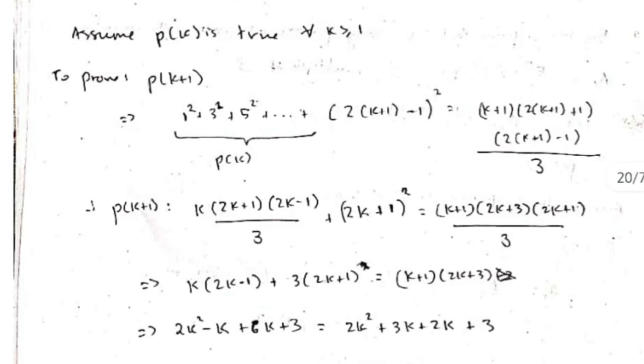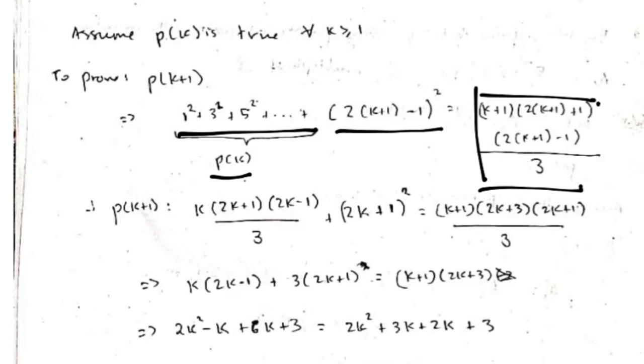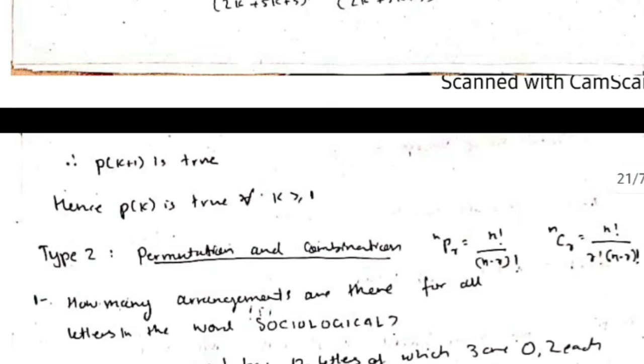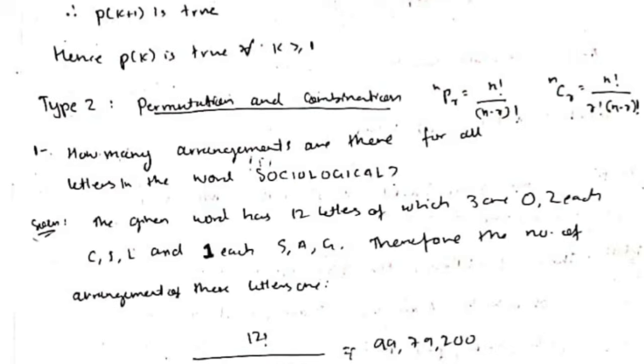The sum of the first k integers will be p of k plus the next term, p of k plus 1. Okay, so in the RHS also you will substitute the value of k as k plus 1. Now it's just simplification and you will get LHS and RHS as equal. Okay, so in the final step you will write p of k is true. Okay, this is the formula of permutation and combination.